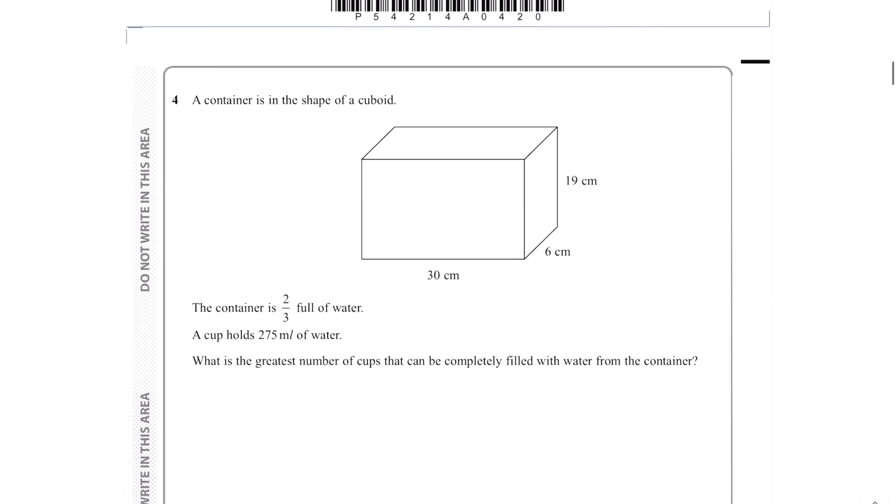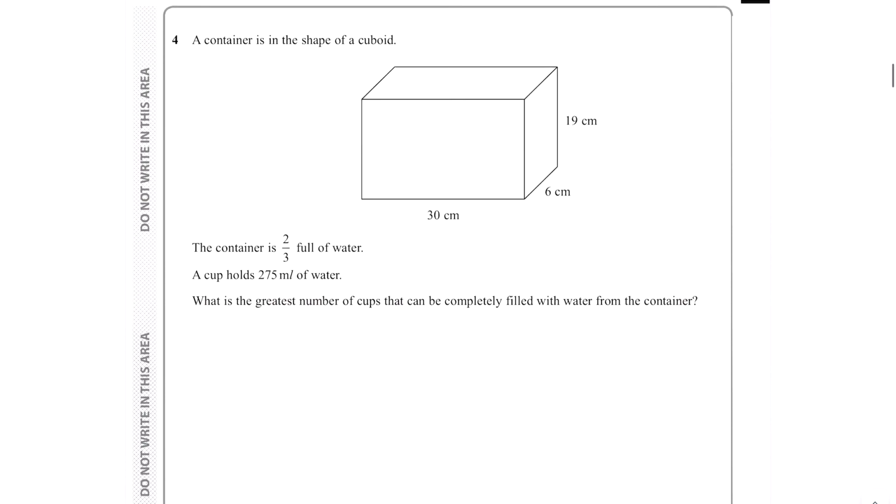So moving on to question 4, a container is in the shape of a cuboid. The container is 2/3 full of water. A cup holds 275 ml of water. So we know it's 2/3 full. Each cup holds 275 ml of water. What is the greatest number of cups that can be completely filled? It's important to note the wording here. Says completely filled. That's going to be key.